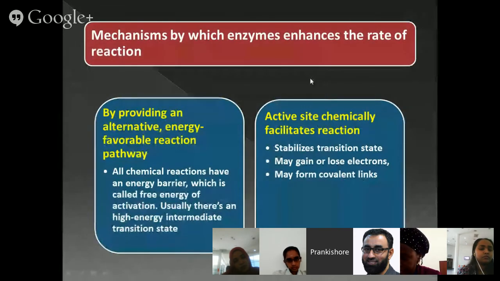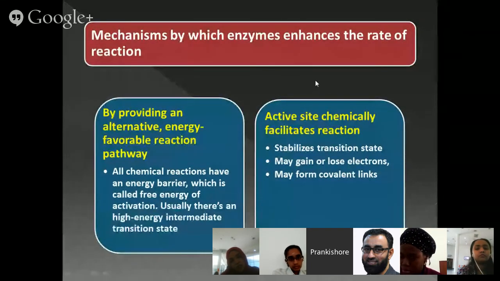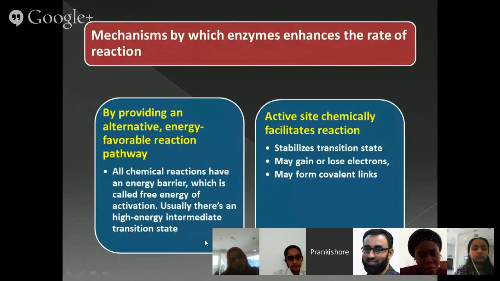This is the mechanism by which an enzyme enhances the rate of reaction. The first is by providing an alternative, energy-favorable reaction. All chemical reactions have an energy barrier, which is called the free energy of activation. Usually, there is a high-energy intermediate transition state. Then the active site chemically facilitates the reaction. When the substrate binds to the enzyme, it stabilizes the transition state. In this process, there may be gain or loss of electrons, and it may form covalent links too.